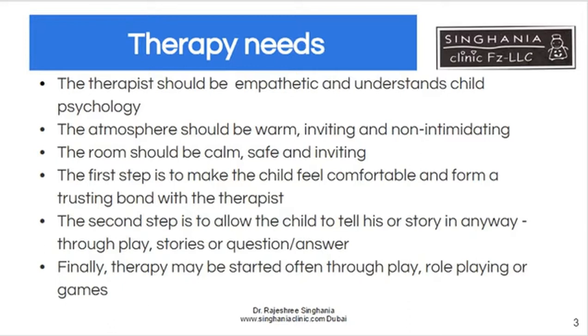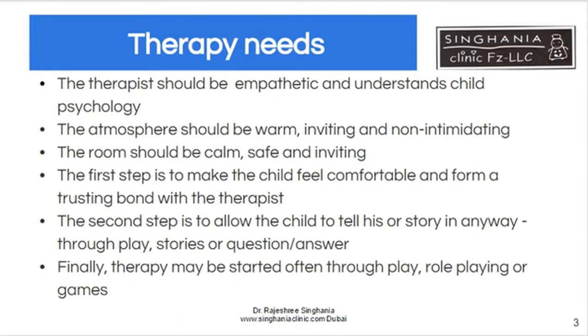Now, usually therapy takes place in three parts. The first is to make the child feel comfortable and form a bond with the therapist. That may take a long time because it depends on how distressed the child is, and it may be done through just sitting and playing with the child or just sitting and coloring or painting.